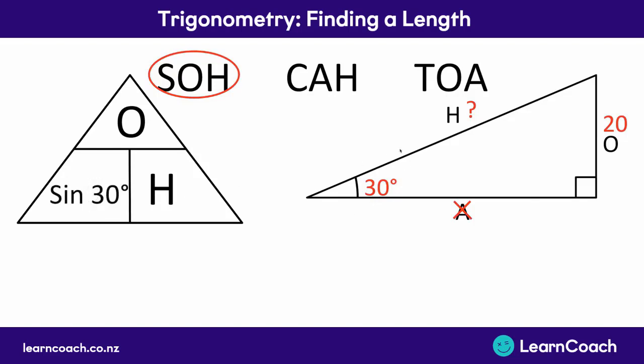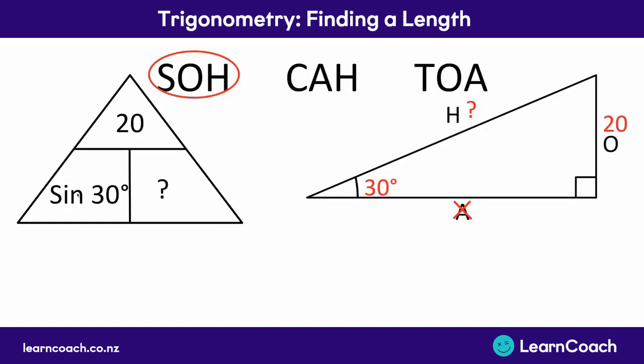So let's put in sine of our angle. Our angle is 30 degrees, we were told that. Next, let's look at O. O is the length of 20. So instead of O, we'll put in the length of 20. And finally, H is what we're trying to find. So H, we can either leave it as it is because we don't know what it is, or you could call it question mark or X or whatever it happens to be labeled in the question.